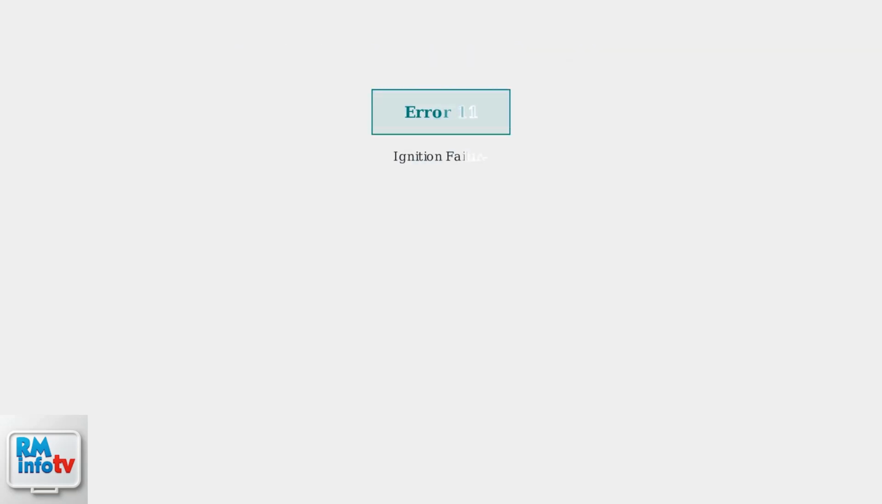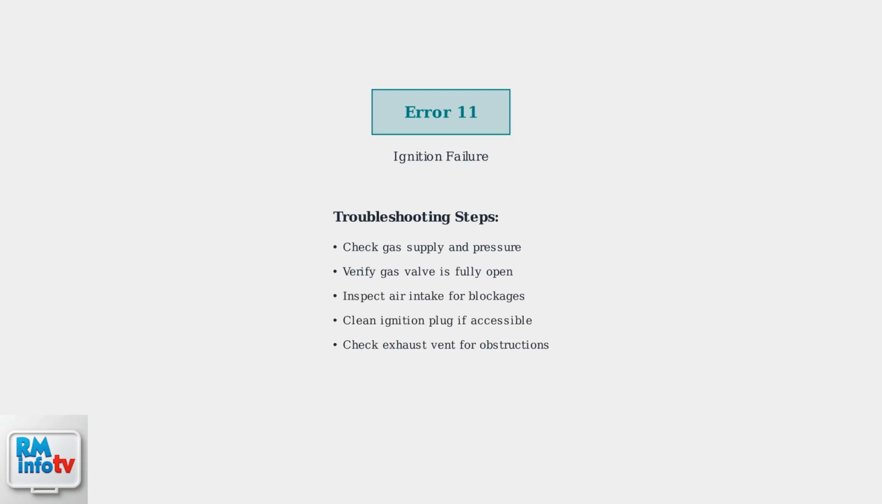Error code 11 indicates ignition failure, one of the most common issues with tankless water heaters. This typically occurs when the unit cannot establish or maintain a flame in the combustion chamber. The main causes include insufficient gas supply, blocked airflow, or debris on the ignition plug. Here are the key troubleshooting steps you should follow.